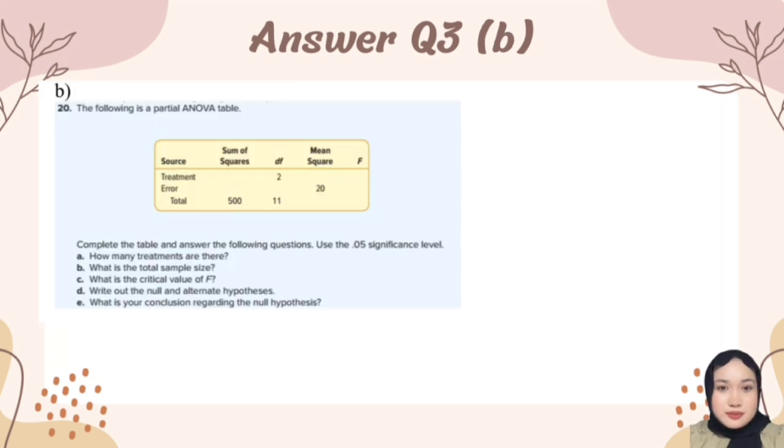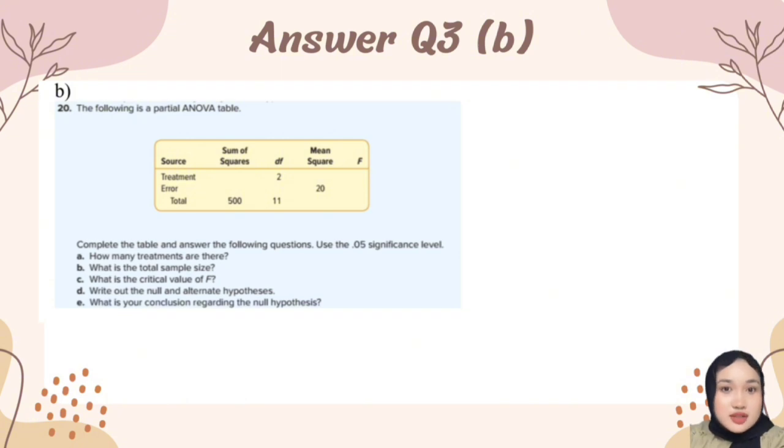Now look at question B. The following is a partial ANOVA table. Complete the table and answer the following questions. Use the 0.05 significance level. For question A, how many treatments are there? The question asks us to find how many groups we test, which is the K value.